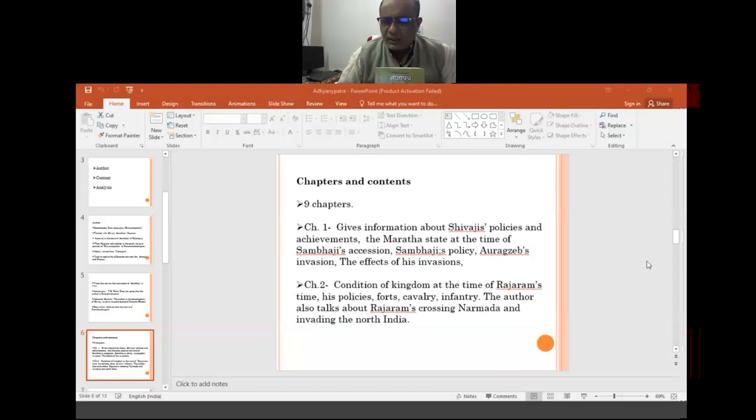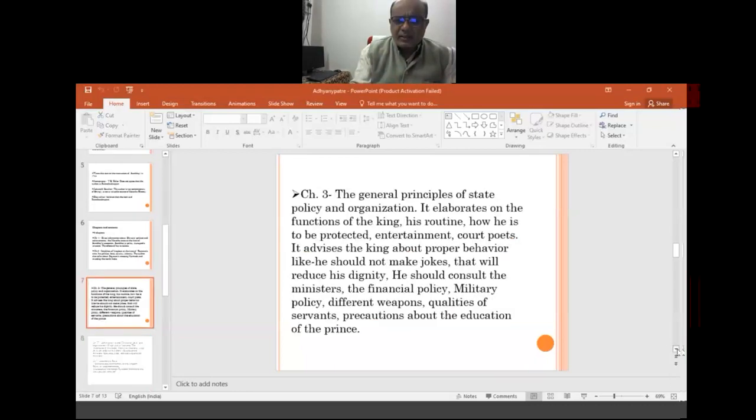Chapter 2 talks about the condition of the kingdom at the time of Rajaram. What was the policy of Rajaram, his forts, his cavalry, infantry, and the author here also talks about Rajaram later on becoming very strong militarily and crossing the Narbada and invading northern India. The historical evidence does not support this. He tried to cross the Narbada, but he was defeated by the Mughal army and had to turn back. But it seems to be a bit of exaggeration.